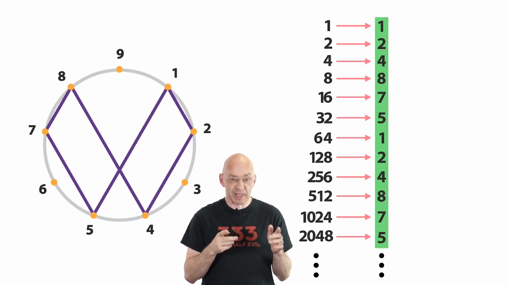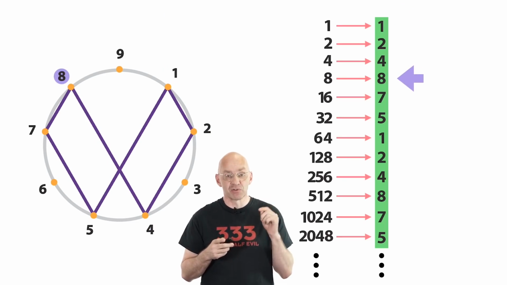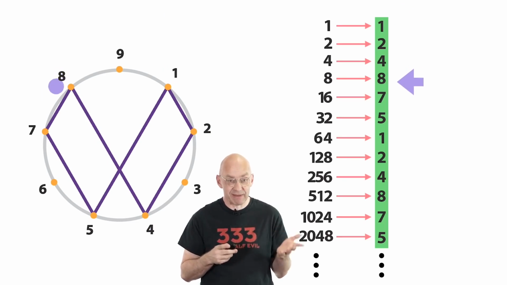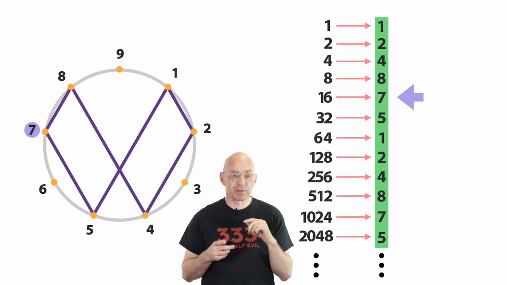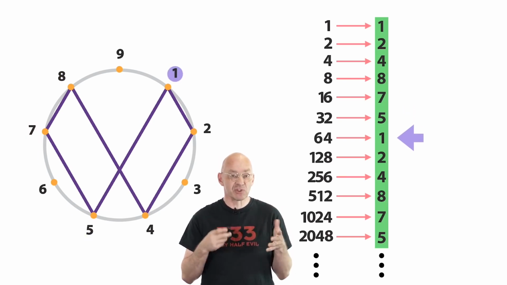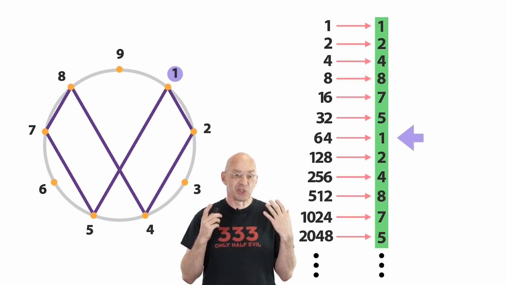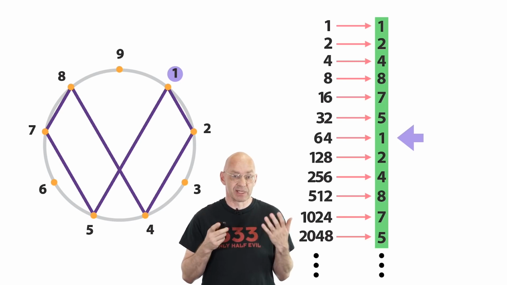Let's double check this. Okay, starting with 1 on the right, 1 times 2 is 2, 2 times 2 is 4, 2 times 4 is 8, 2 times 8 is 16, and the digital root of 16 is 1 plus 6 is 7. 2 times 7 is 14, and 1 plus 4 is 5. 2 times 5 is 10, and 1 plus 0 is 1, and so on. Works. And so looking at it this way, it's actually not such a big surprise that the numbers on the right will eventually repeat. Why?